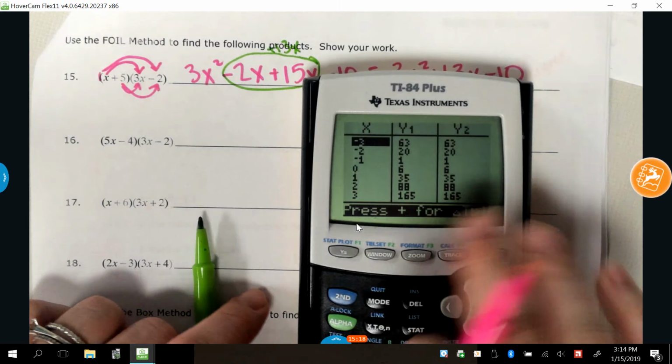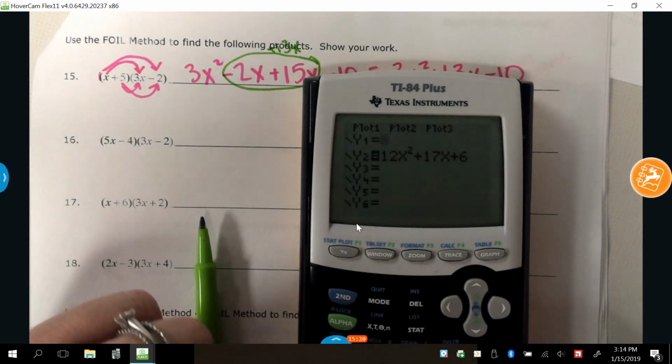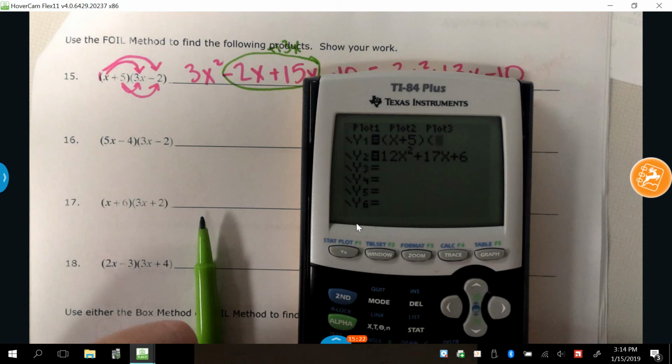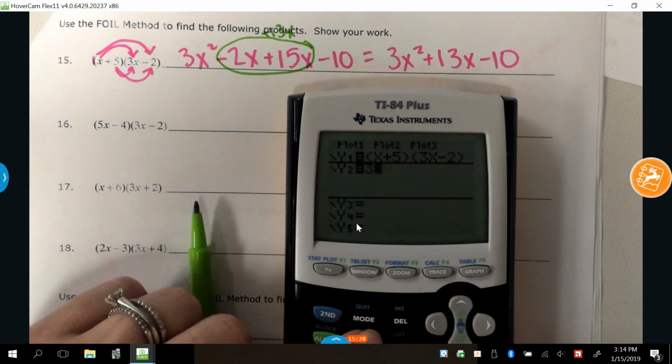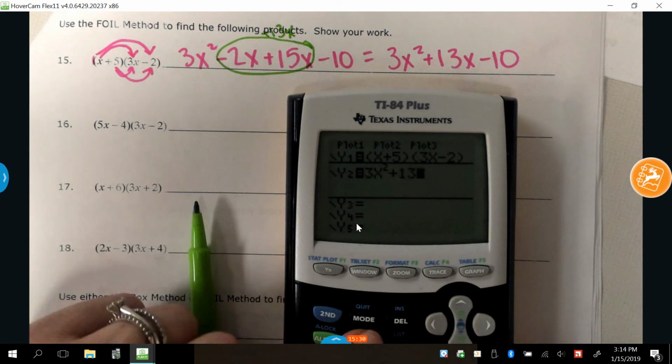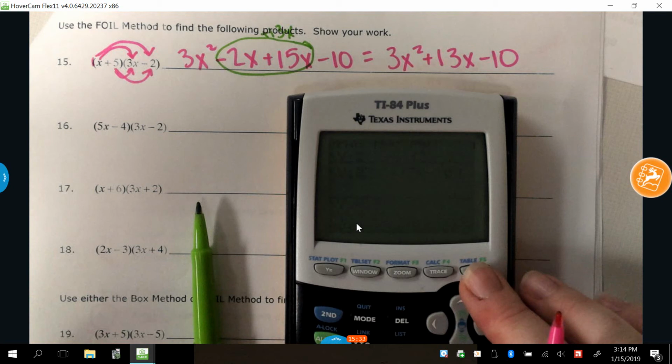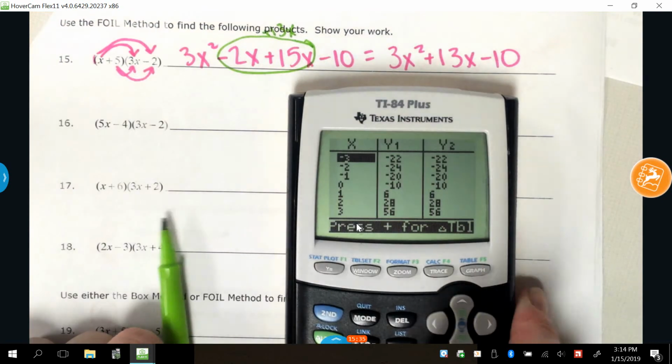Check our work. And we got 3x squared plus 13x minus 10. Everything matches, so I did it correct.